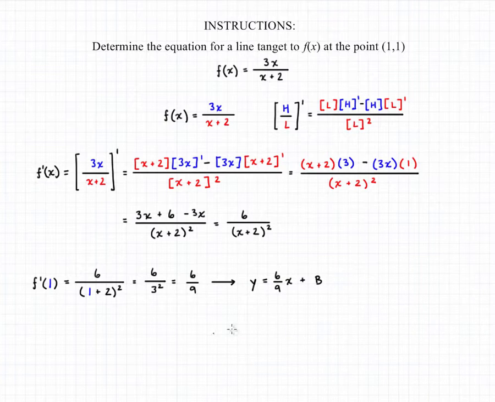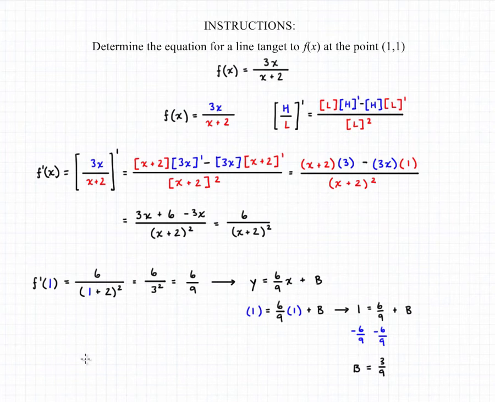Now to find b, we can take the point that we're given, y is equal to 1 when x is equal to 1, plug that information in, and solve for b. So this is going to give us 1 is equal to 6 over 9 plus b, and if we subtract 6 over 9 from both sides of the equation, we'll end up with b being equal to 3 over 9. And so our final answer is that the equation for our line tangent at that point is y equals 6 over 9x plus 3 over 9.